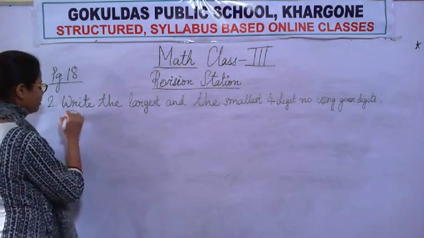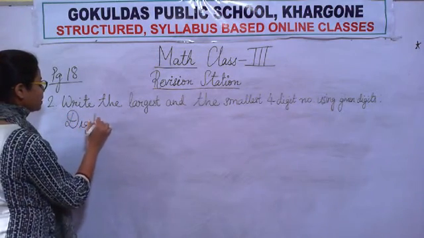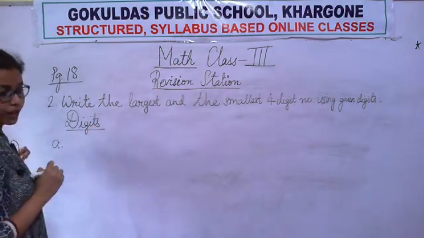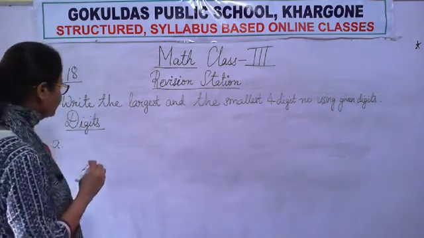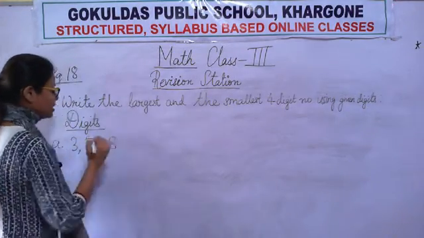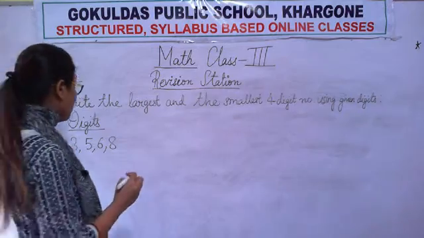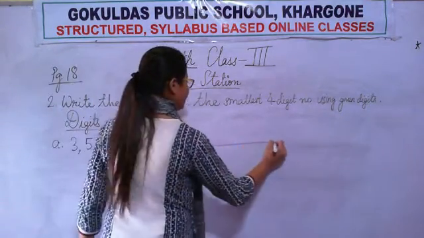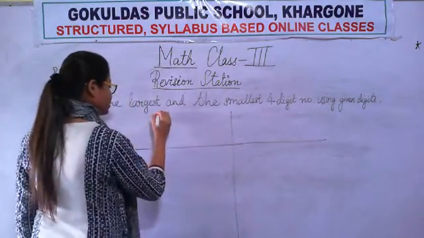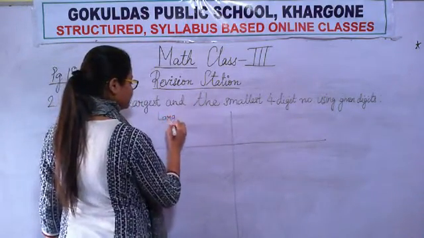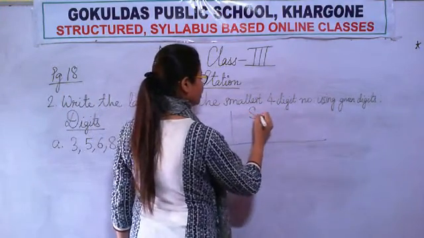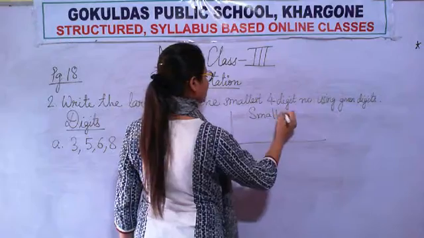These are the digits given to you. We have done this, very simple. I hope you all can do it. A. What are the digits given to you? 3, 5, 6, 8. This is the digit given to you. We have to write the largest and the smallest number. What we need to write? Largest. Here smallest. We will write the largest number and the smallest number.